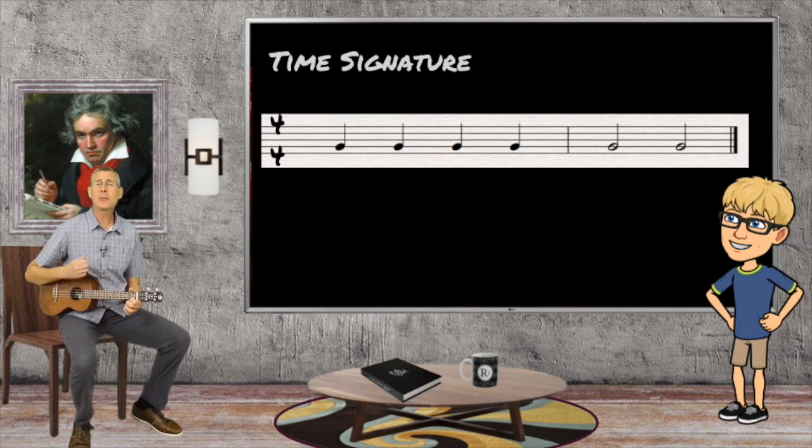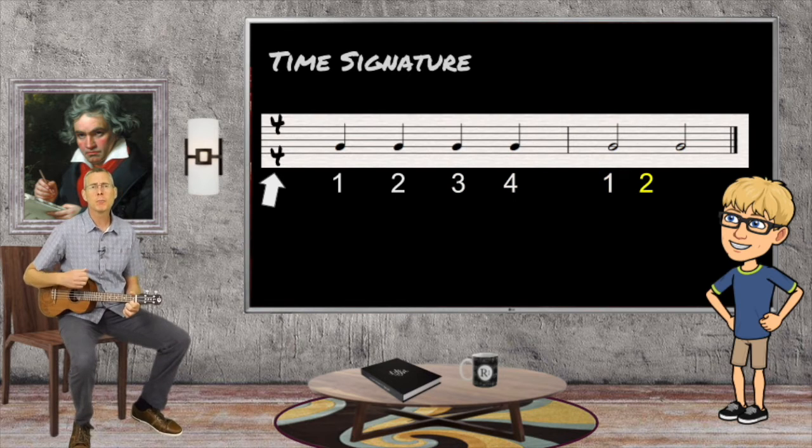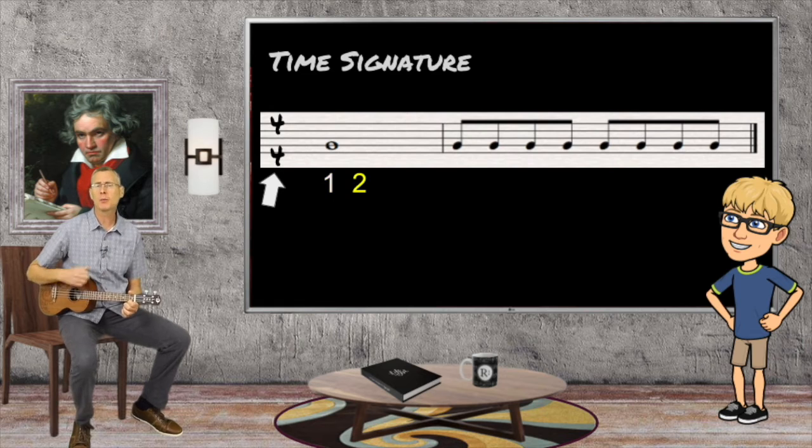Now that we changed the bottom number, here we go. You got a 4 on the bottom, quarter note gets 1 beat. You got a 4 on the bottom, half note gets 2 beats. You got a 4 on the bottom, whole note gets 4 beats. You got a 4 on the bottom, 2 eighth notes in a beat. Oh yeah.